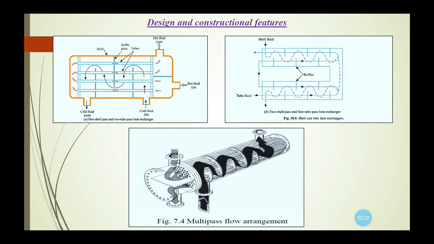So this cold fluid here in this diagram, one shell pass and two tube pass heat exchanger, we can see that the cold fluid is flowing through the bundle of the four different tubes. Here you can see. So it is mixing here, this cold fluid, and this hot fluid is moving inside these tubes. Now such type of shell and tube heat exchanger is employed where reliability and heat transfer effectiveness are important.